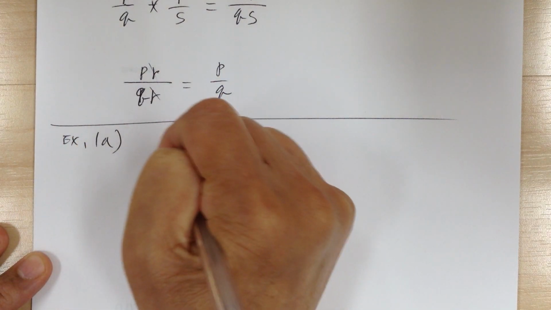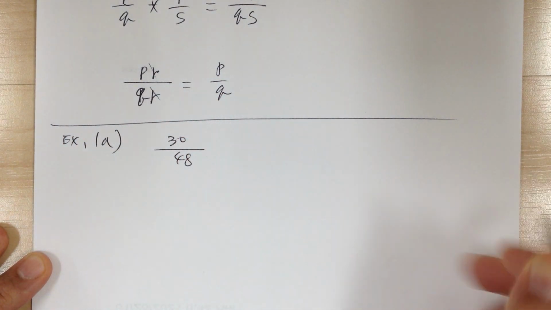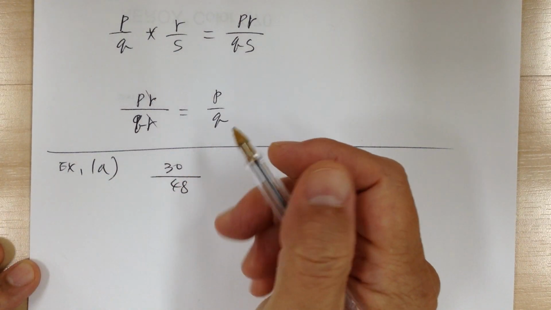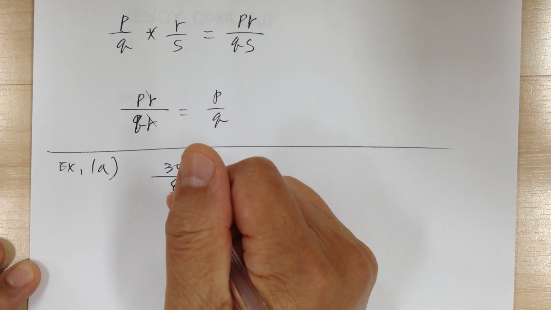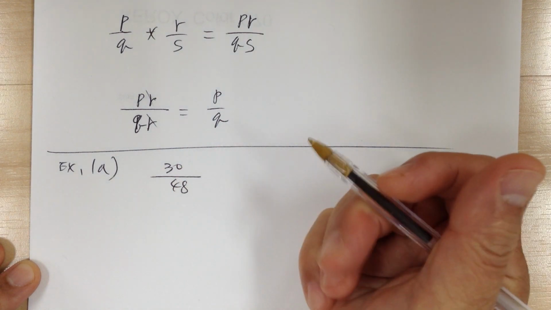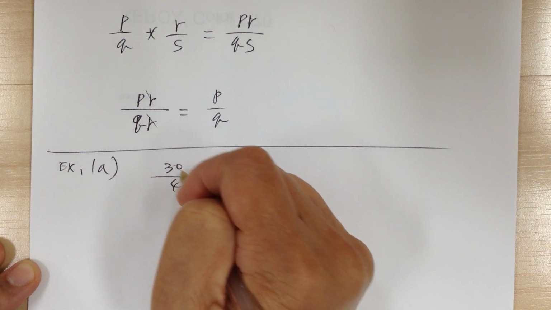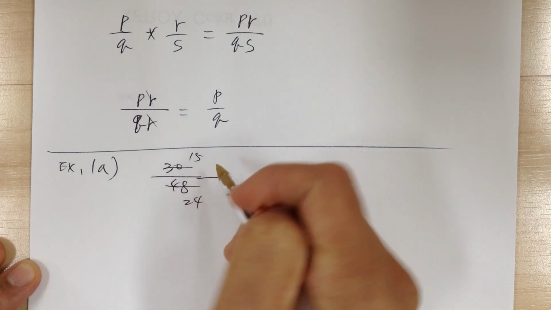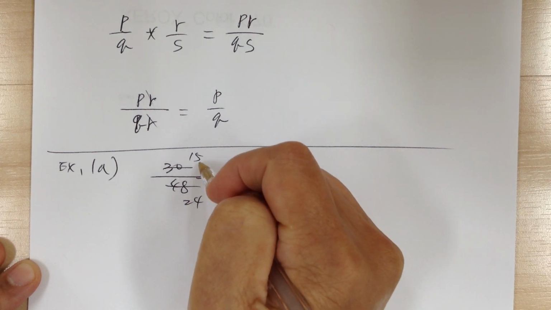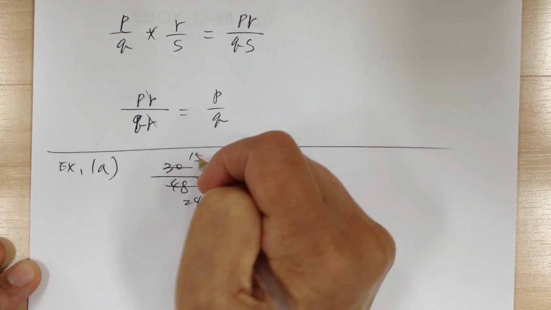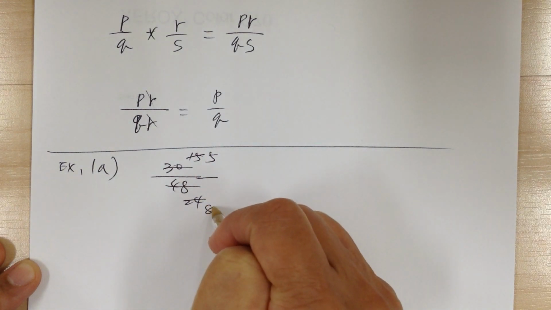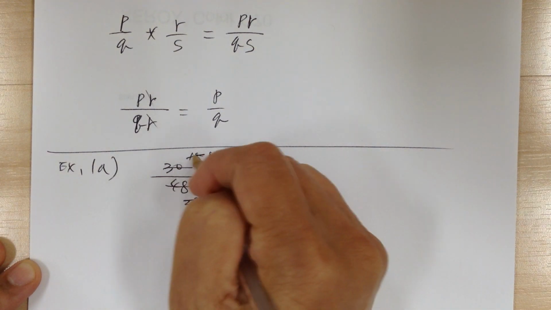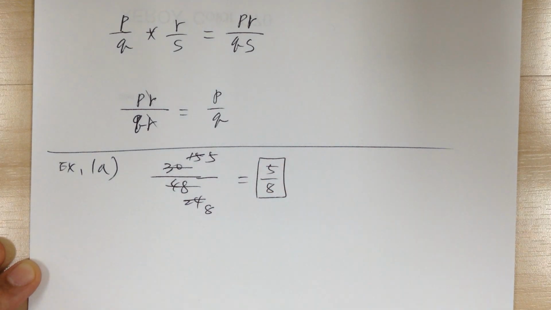A. You have 30 over 48. Notice both are even numbers, so these are divisible by 2. If you don't see that you can divide by 6, that's okay. You can divide by 2 first. So divide by 2, you get 15. Divide by 2, you get 24. After that, you can notice that they are divisible by 3. So if you divide by 3, you get 5. Divide by 3, you get 8. And so this would be equal to 5 over 8. So you can cancel and reduce as often as you need.